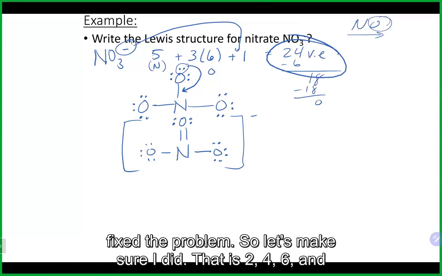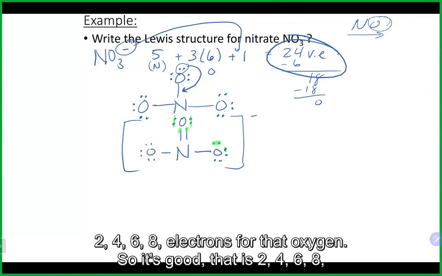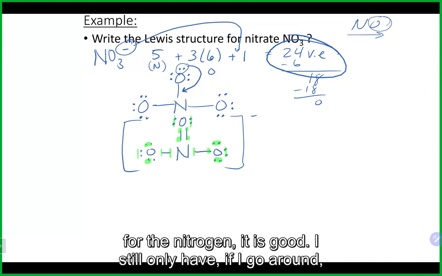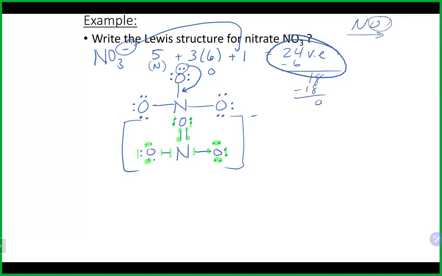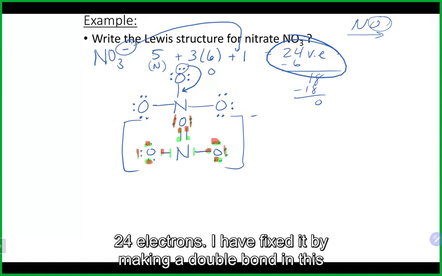So let's make sure I did. That is 2, 4, 6, and 8 electrons for the oxygen on top. So it's good. That is 2, 4, 6, 8 electrons for the nitrogen. It is good. I still only have, if I go around, 2, 4, 6, 8, 10, 12, 14, 16, 18, 20, 22, and 24 electrons total. So I still have 24 electrons.